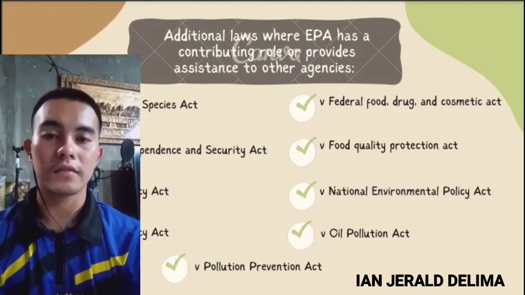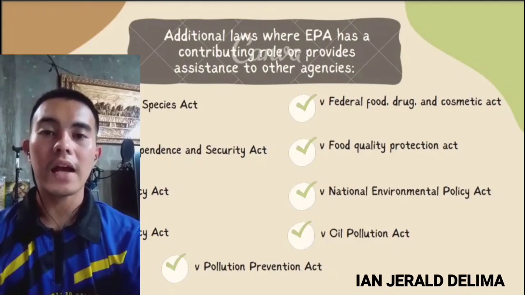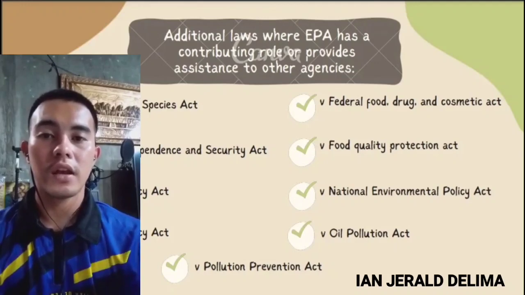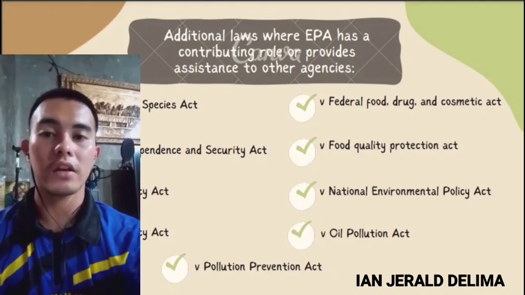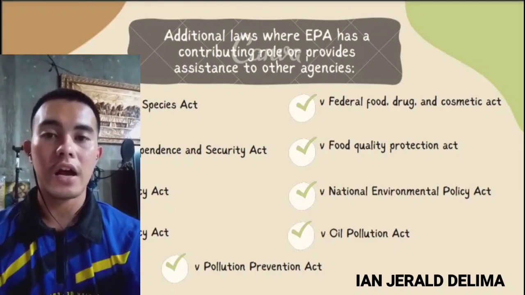Pollution Prevention Act. The act declares as national policy to maintain reasonable standards of purity for the waters of this country with their utilization for domestic, agricultural, industrial, and other legitimate purposes.